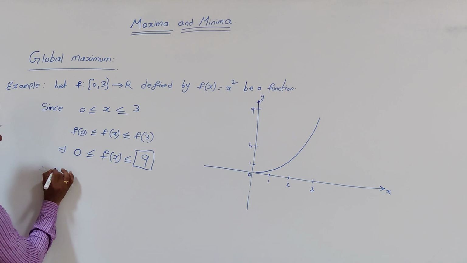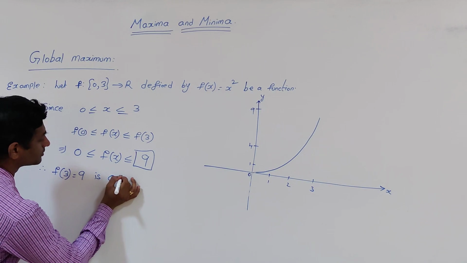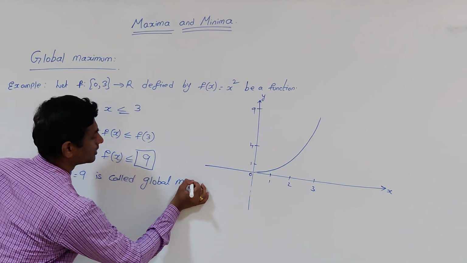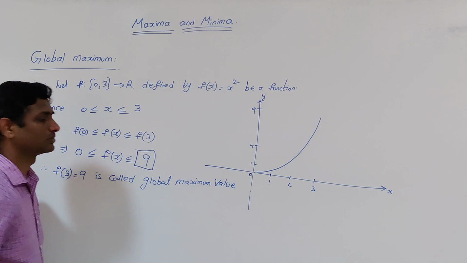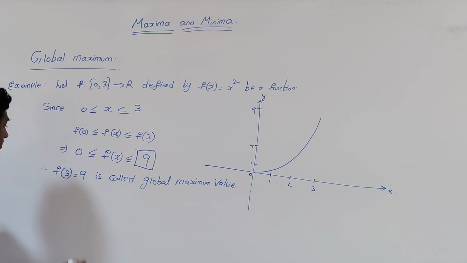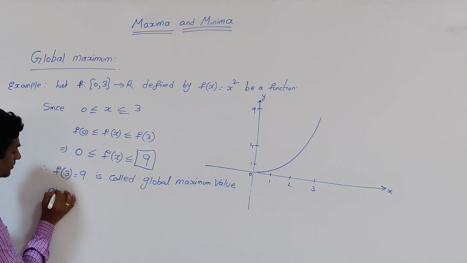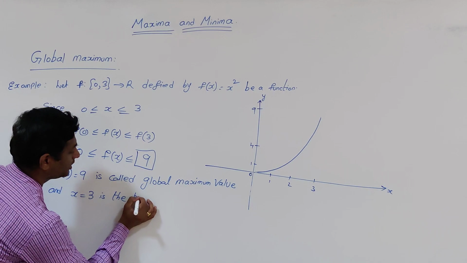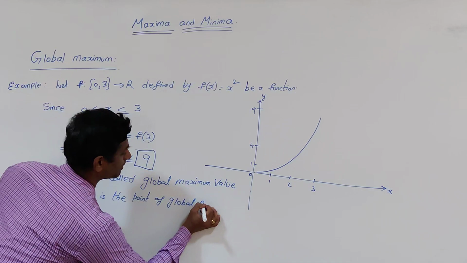Therefore f of 3, that is 9, is called the global maximum value, and x equal to 3 is the point of global maximum.